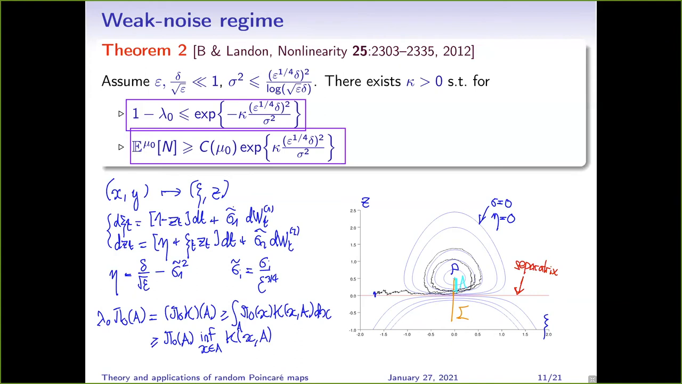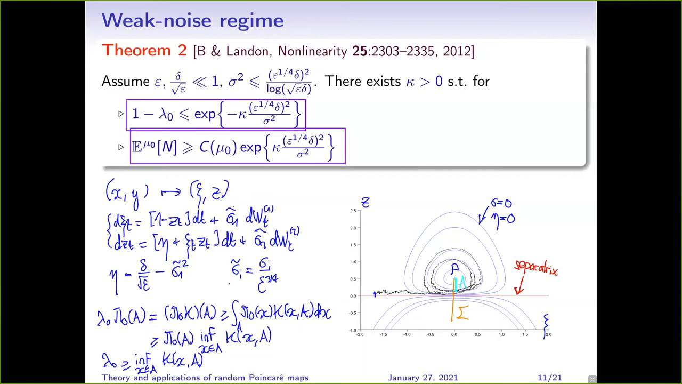So if now I simplify by pi naught of A, if pi naught of A is non-zero, I get a lower bound: lambda naught is larger than this infimum over x in A of K of x, A. So it means that if I can construct my set A in such a way that wherever in A I start, it's very likely that I return to A, then this infimum gives me a lower bound of lambda naught, so an upper bound of 1 minus lambda. So that's basically what we do.